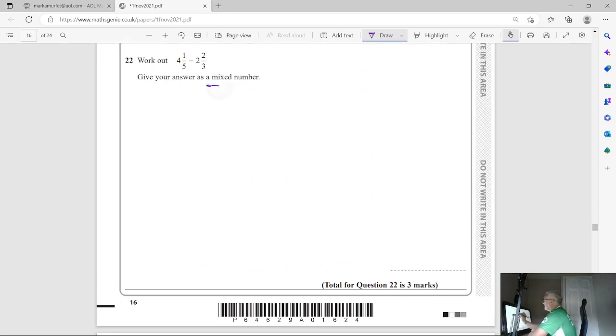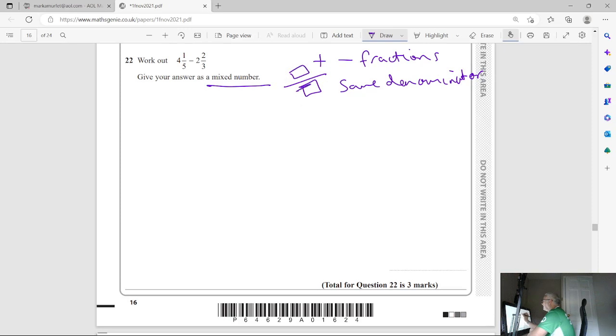Give your answer as a mixed number. Okay, and we're going to do a calculation of fractions where we are subtracting. Remember, adding and subtracting fractions. Okay, this is recall of knowledge. I've got to have the same denominator, same bottom number. Right, so let's look at the minute. I've got 5 and I've got 3.